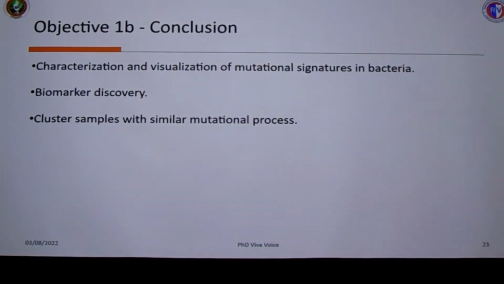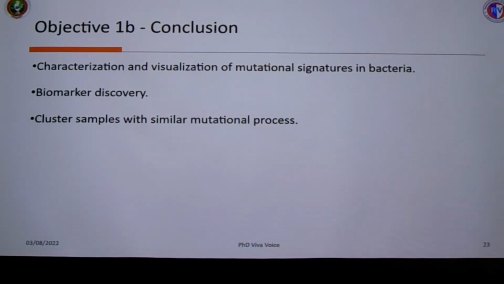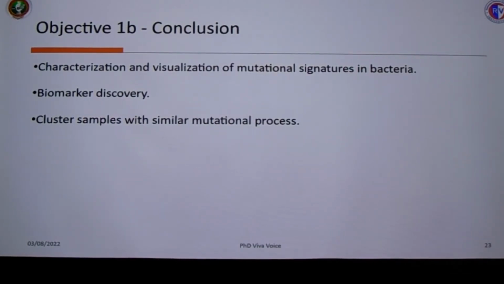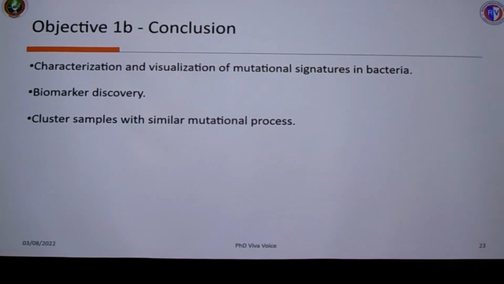Concluding this objective 1B, MutRis can be used to characterize and visualize mutational signatures in bacteria, not just in tuberculosis. It can be applied to any bacterial sample and even virus samples as well. It can also be used for biomarker discovery. The genetic context we identify, we'll be able to identify what is the genetic context which is common across the countries, across the world, right? That can be used as a biomarker for the identification of these resistant types. So that is one advantage.